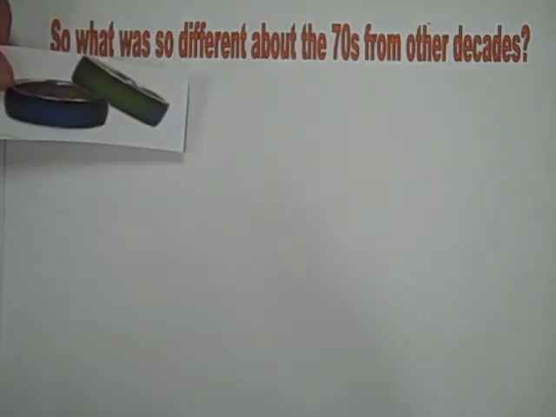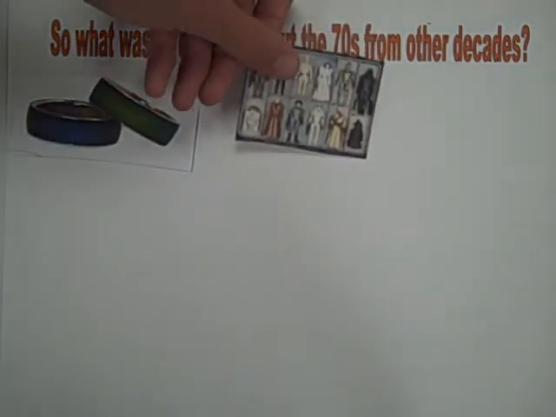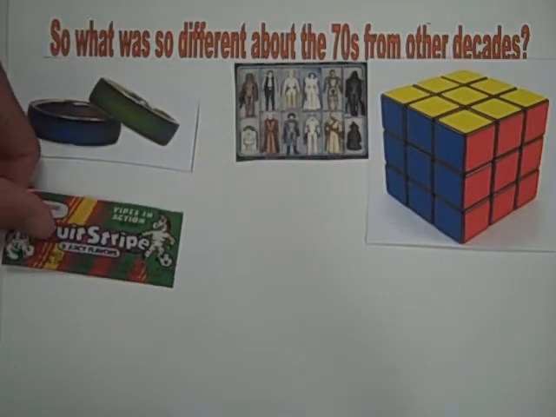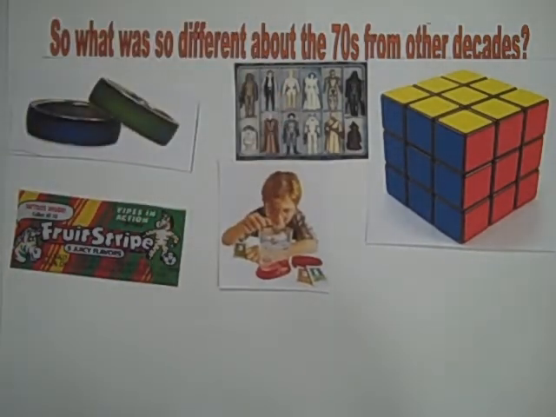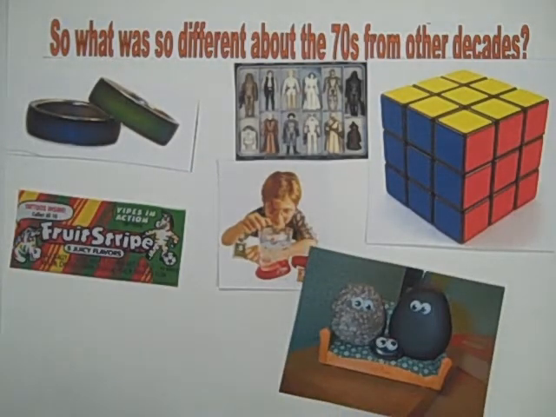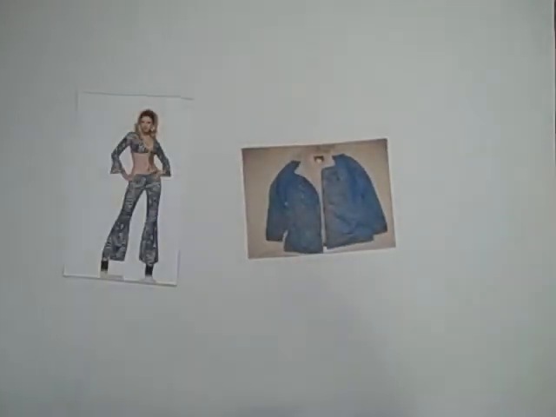So what was so different about the 70s from other decades? The culture of the 1970s was the beginning of many things. Mood rings, Star Wars figures, Rubik's Cube, fruit stripe gum, sea monkeys, and pet rocks are only a few of the trendy fads of the 70s. The hippies of the 60s greatly influenced the fashion of the 70s. Bell bottoms and platform shoes were in style. Denim and corduroy were the fabrics of choice.